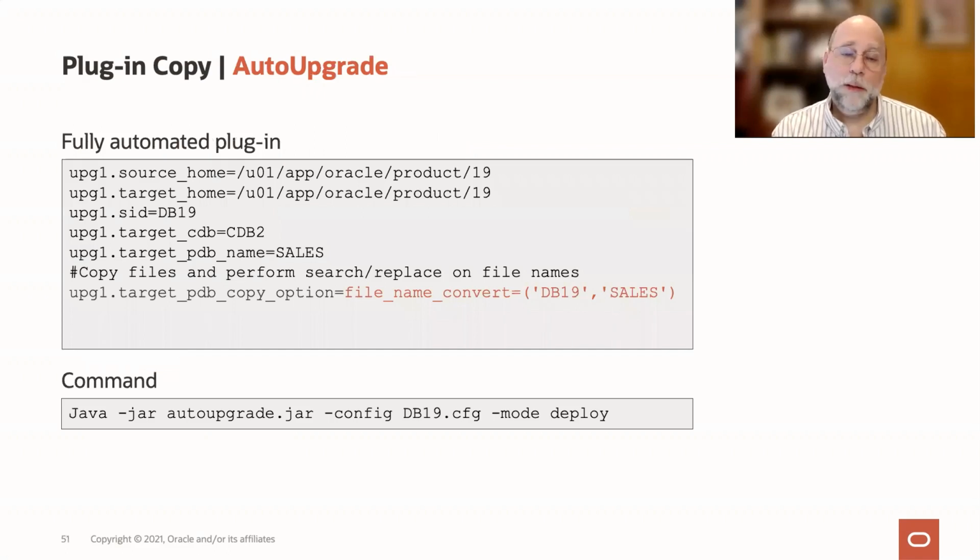Now, AutoUpgrade, as you can imagine, will automate this process for you. Very similar to the upgrade and plug automation, with the addition of specifying the PDB copy option in your config file. So that could be a PDB file name convert, or file name convert equals none if necessary, or you could say PDB copy option equals no copy, as you saw before.